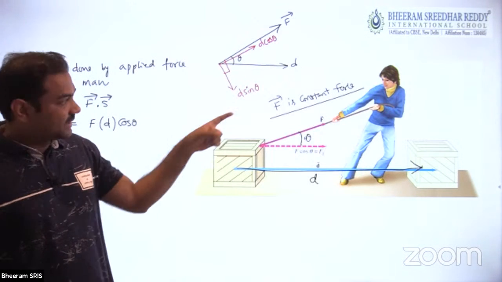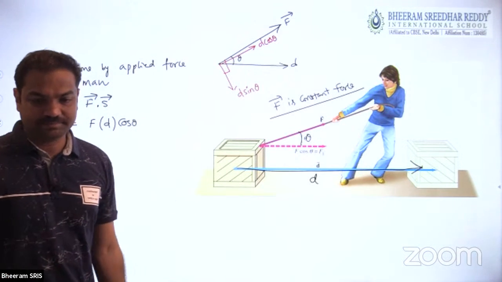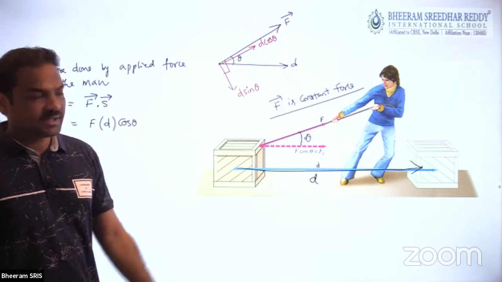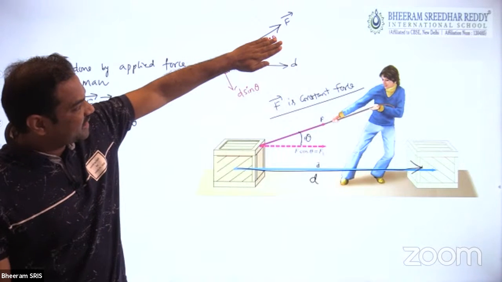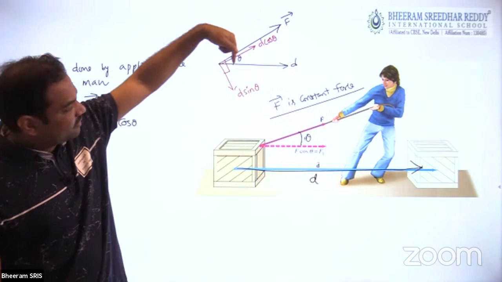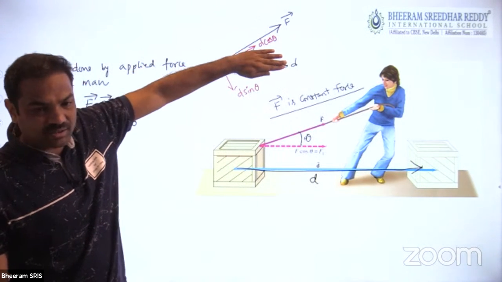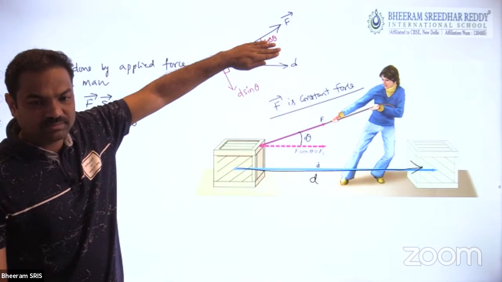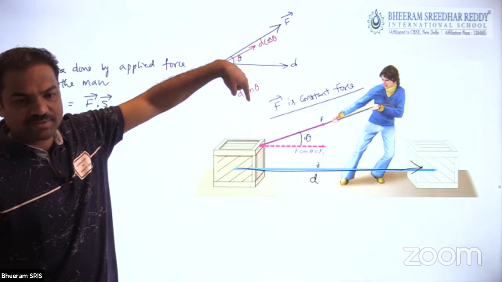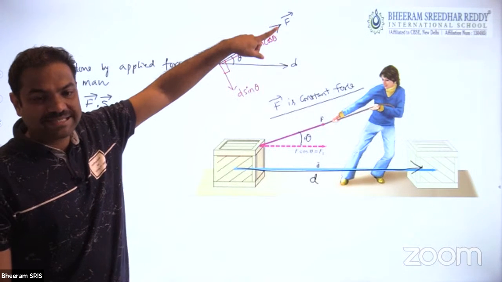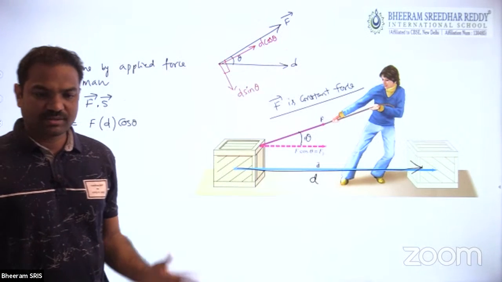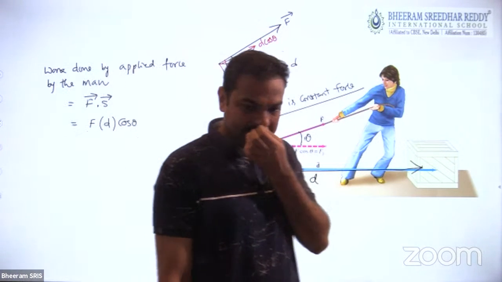Then what is the work done in displacing the d sin theta? Work done by the force in displacing the d sin theta. Let us say there is no d cos theta, only d sin theta is there. Then what is the work done by the force? Zero. Because force and displacement both are perpendicular to each other. So there is no work done in displacing the d sin theta.